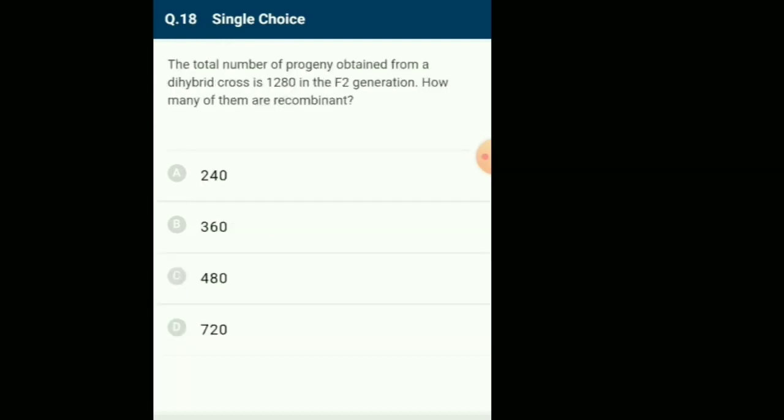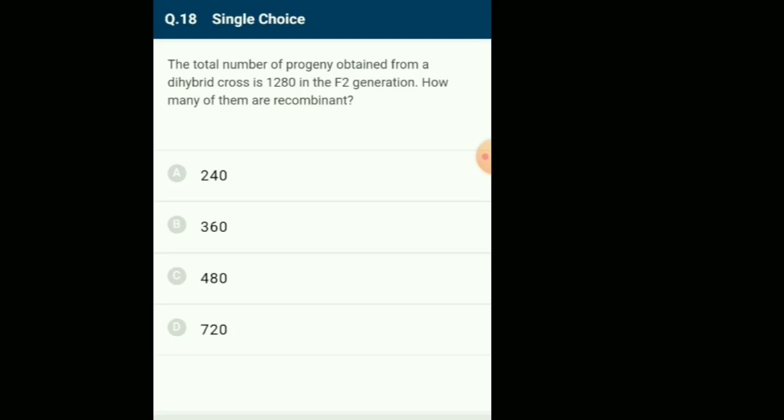Question number 18. The total number of progeny obtained from a dihybrid cross is 1280 in the F2 generation. How many of them are recombinant? In the F2 generation, during dihybrid cross, normally 16 progeny will be formed. 10 of the progeny show the parental phenotypes and the remaining 6 progeny show new phenotypes involving recombination.